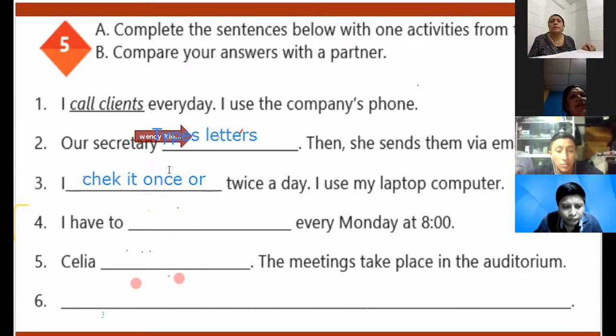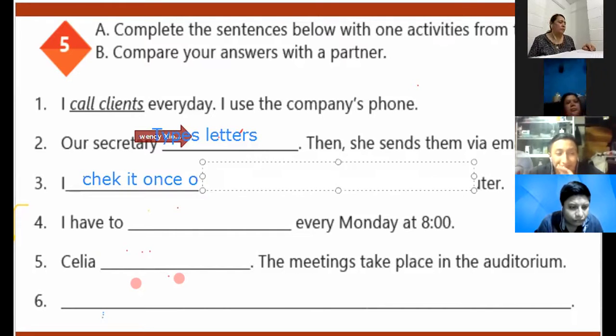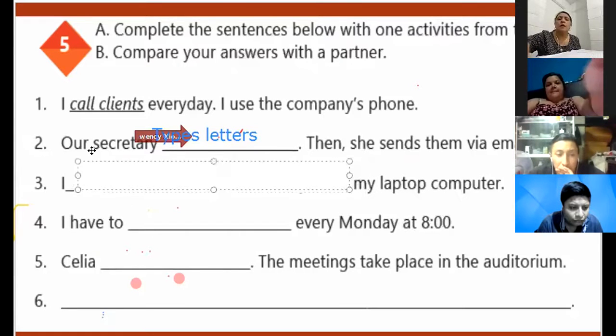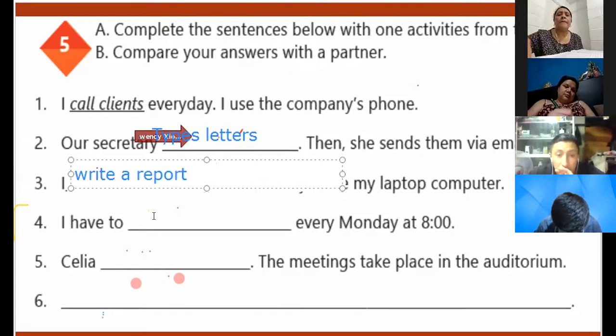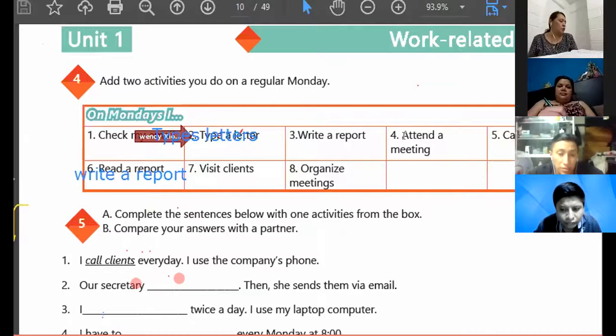So we are going to use the idea from the box. I'm going to erase this one, I'm sorry. Okay, and then, write a report. Excellent. I write a report twice a day. I use my laptop computer. Now, number four, let's go to the box. I have a meeting. Excellent, attend a meeting.